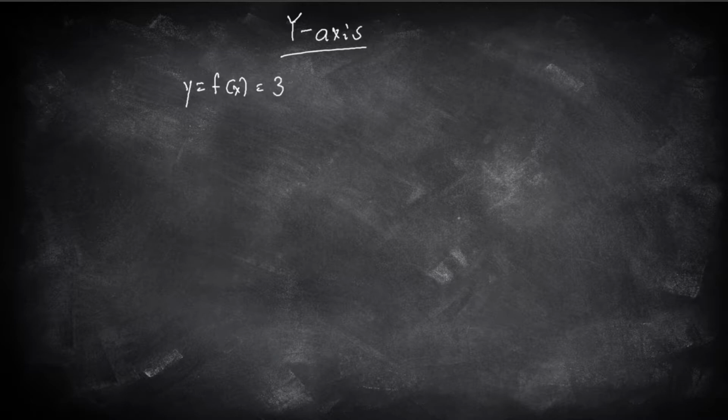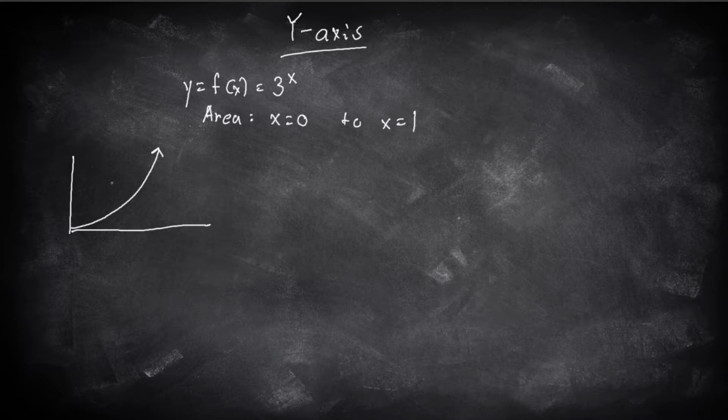Actually, let's go with an exponential, 3 to the power of x. And let's say we want to find the area from x equals 0 to x is equal to 1. Okay, let's draw a graph. So it's exponential, so something like this. And x equals 0 is right here. x equals 1 is right here.